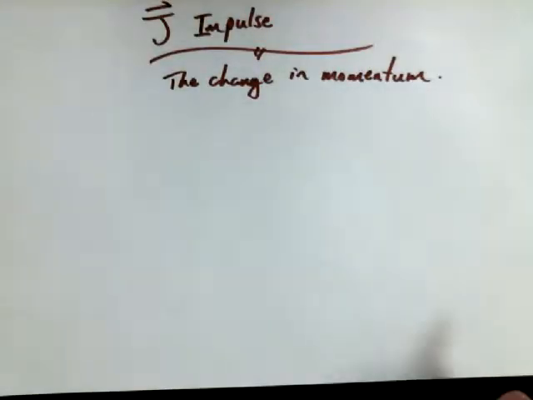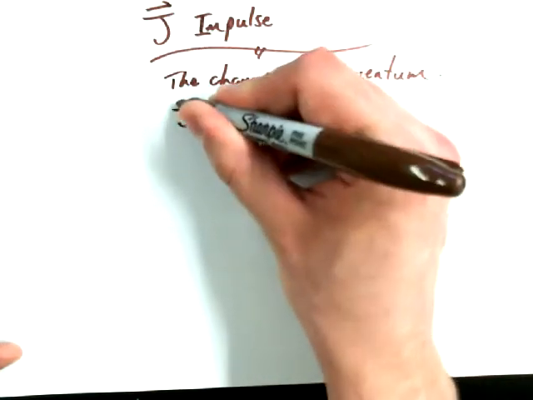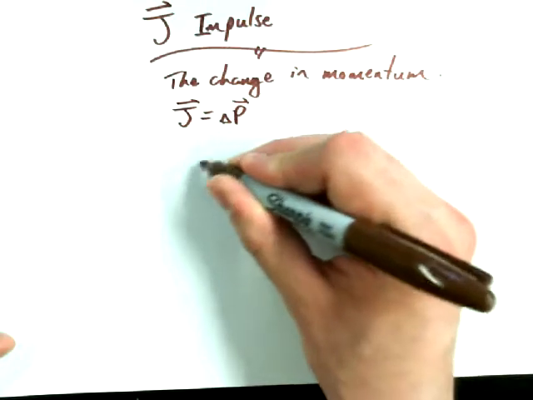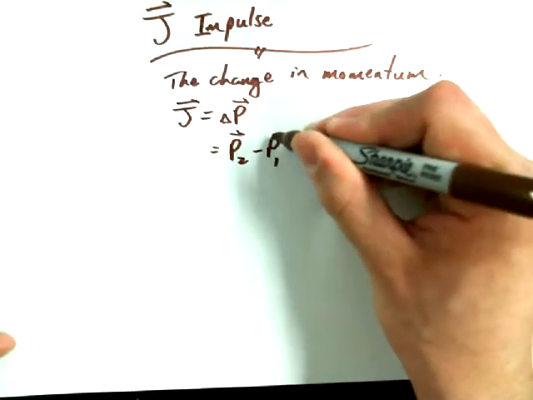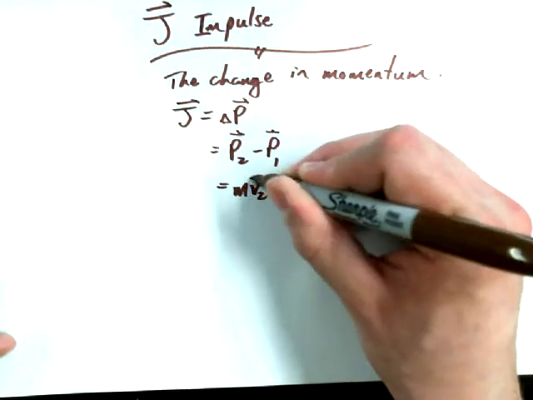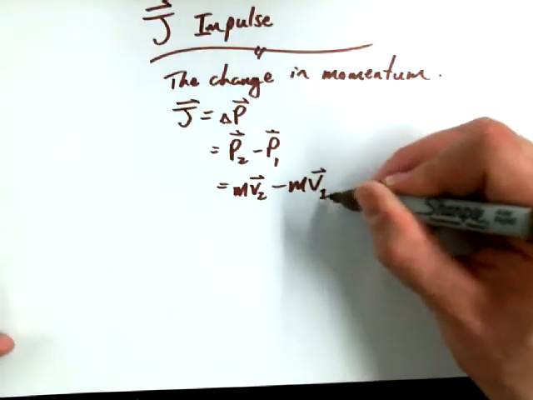And usually the momentum can change because you pushed on something or you pushed against something, but really a change in momentum, or j, impulse we say, change in momentum, it's the same thing as saying the final momentum minus the initial momentum. And we've talked about what momentum is before. It would be mv2 minus mv1. It's a vector calculation.